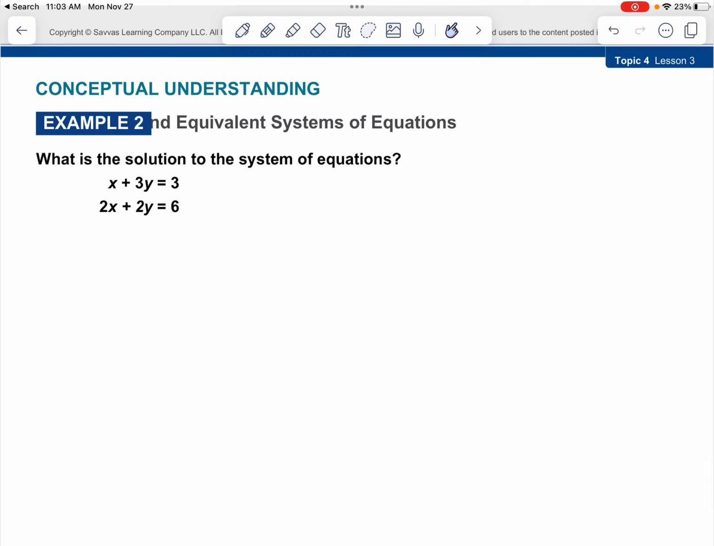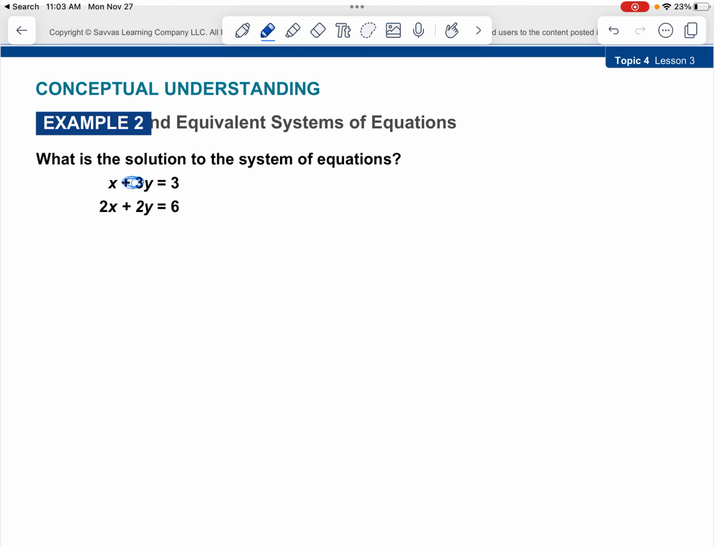All right, I want one negative, one positive, and I want the same coefficient. If you look in front of x, I don't have that. If you look in front of y, you don't have that. So what we'll need to do is get them the same. You can either focus in front of x or in front of y. I am going to focus in front of y.